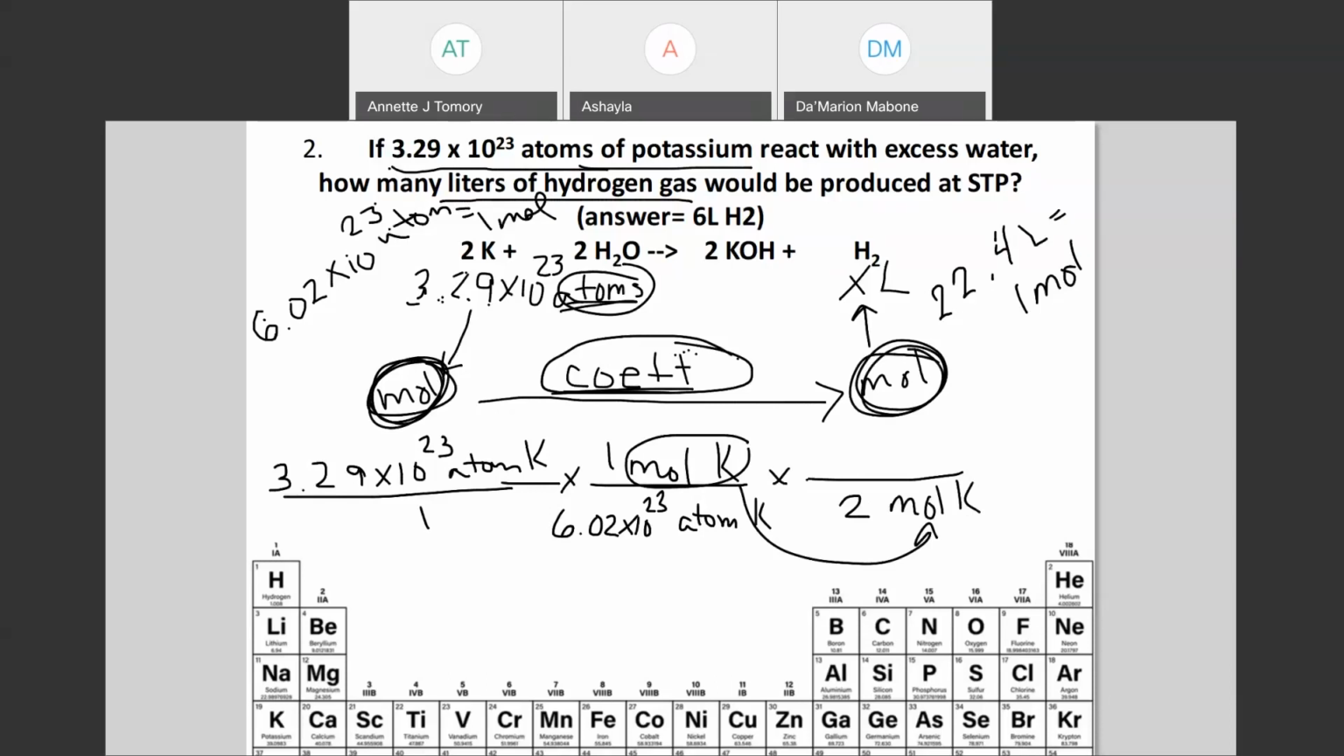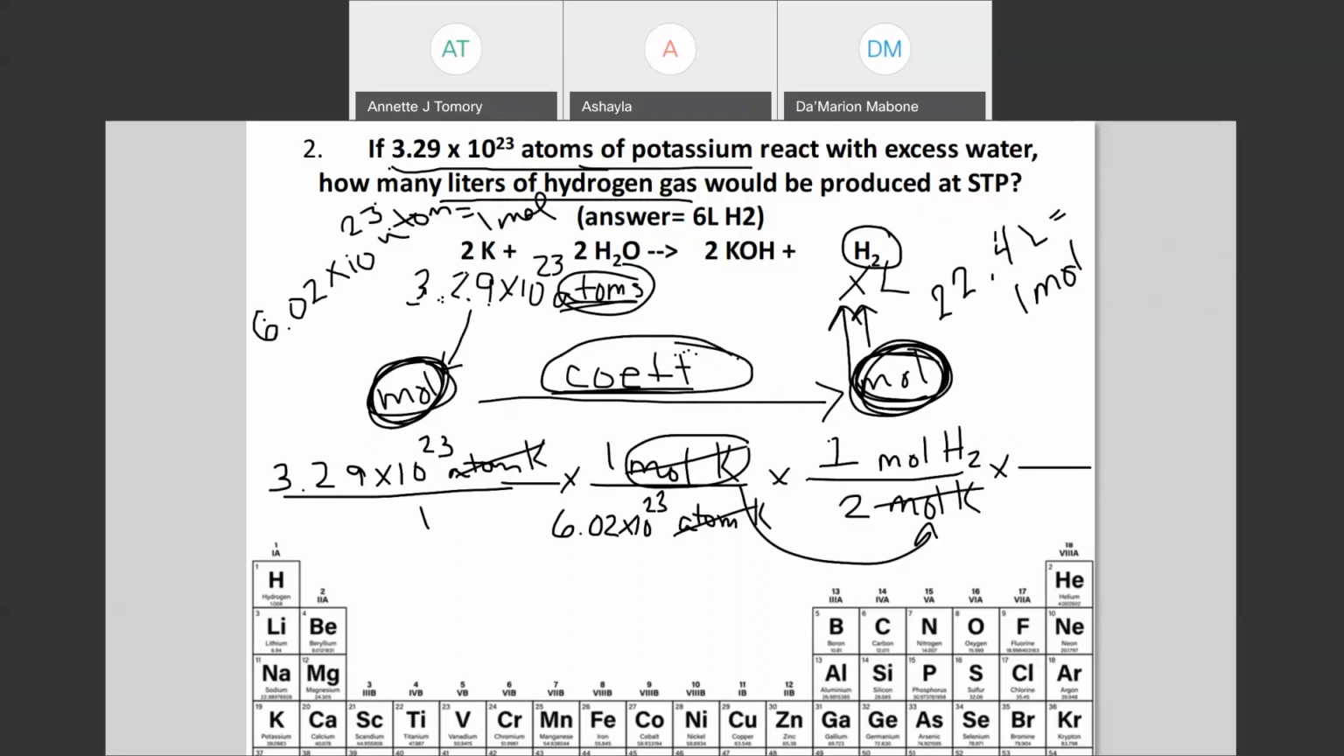All right, where are we going to? What's the question actually asking about? What compound? Moles of hydrogen. What's the coefficient of hydrogen? 1. All right, so now we have moles of K that cancel out. We have moles of hydrogen, because now we're in moles of hydrogen. We need to get up to those liters.